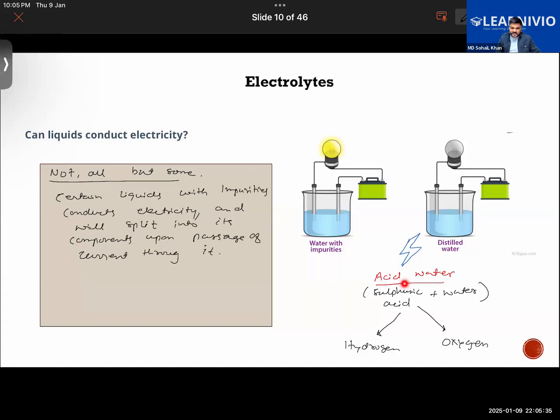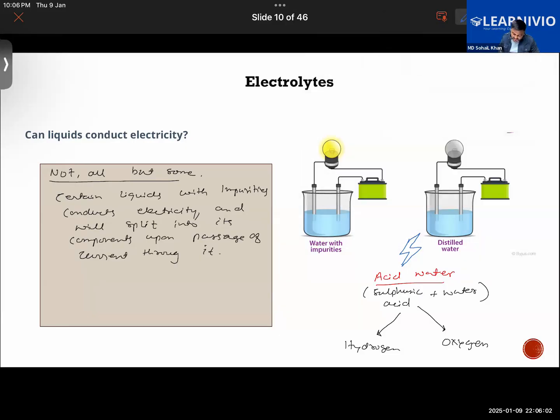So this acid water is an electrolyte. What is it? It is an electrolyte. Okay. So how do we define an electrolyte? How can you define it? Basically, it's a substance in the liquid state that breaks apart into its components when electricity is passed through it. Got it, everyone, so far?